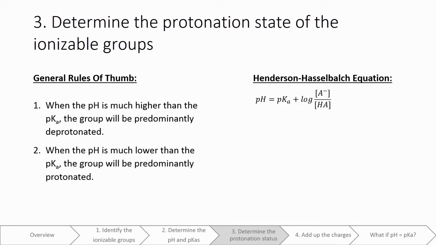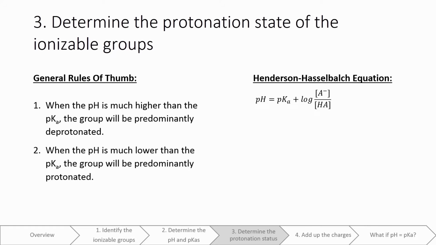We can use the Henderson-Hasselbalch equation in order to explain how we arrived at these general rules of thumb. The Henderson-Hasselbalch equation shows the relationship between pH, pKa, and the relative amounts of an acid and its conjugate base. Now, let's go through an example that follows the criteria of the first general rule of thumb, where the pH is much higher than the pKa.